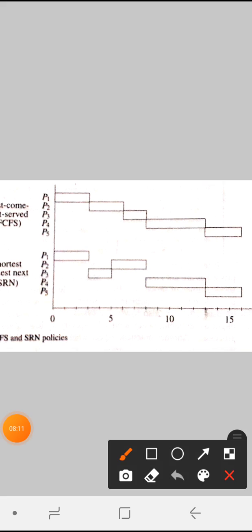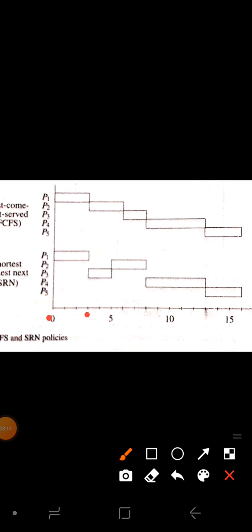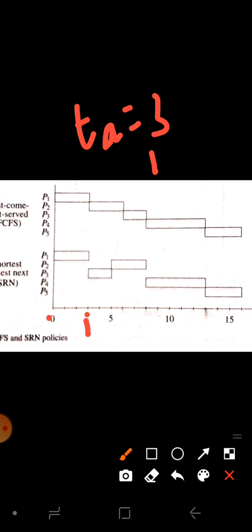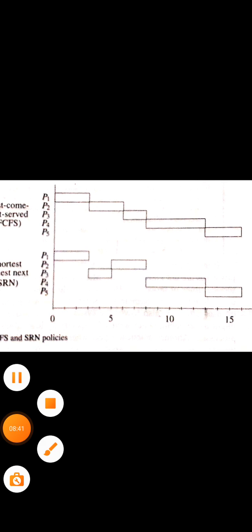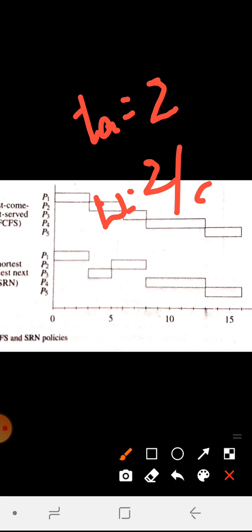Here, process P1 has been submitted at 0 and it is getting completed at 3. Therefore, turnaround time will be 3 and weighted turnaround time will be 1. Next we take both P2 and P3, where P3 will be serviced because it has the shortest time. Therefore, it will start its execution at 3, and it needs 2 time units to complete, so it ends at 5. The turnaround time for process P3 is 2, and weighted turnaround time is calculated as turnaround time divided by service time, that is 2 by 2, which is equal to 1, right?